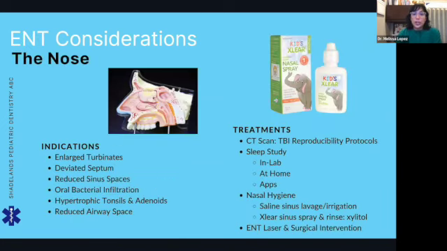ENT consideration, we've got the architecture of the nose. So one of the first things you look for is, is there a nasal blockage? Are there enlarged turbinates? Is there a deviated septum? Do you have reduced sinus spaces? Have oral bacteria gotten into those spaces? Are the tonsils and adenoids inflamed? What is causing the reduced airway space?